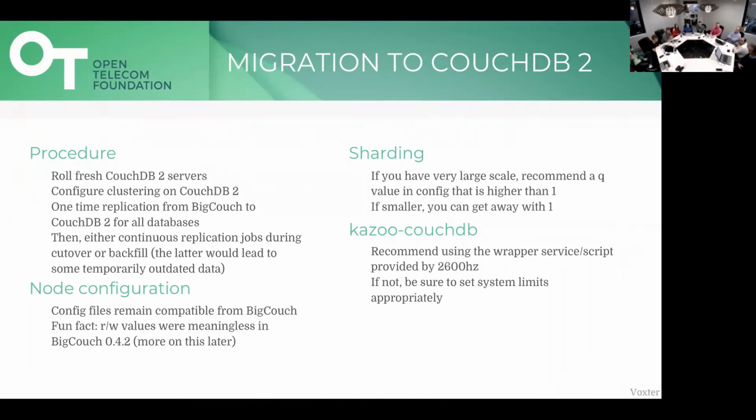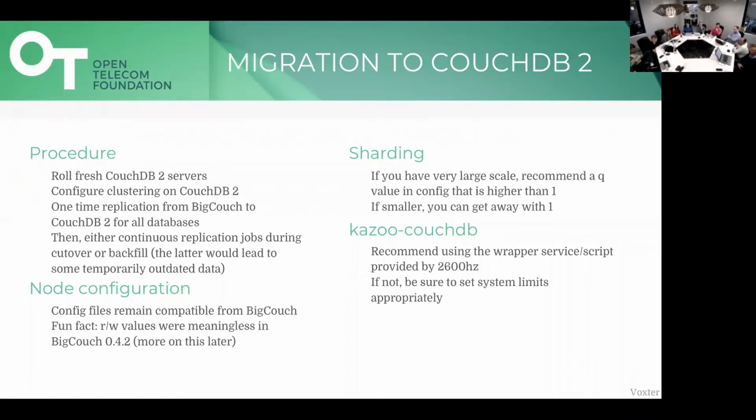Fun fact, R and W values were meaningless in BigCouch 0.4.2. And I actually couldn't figure out if this has changed in 2.1.1 because I haven't looked at it in a while. So if anybody has some knowledge on this, I'd love to hear about it. R and W are still ignored? They are still ignored. Okay, so I'll go on about that in a short time.